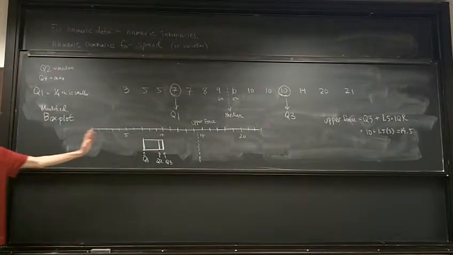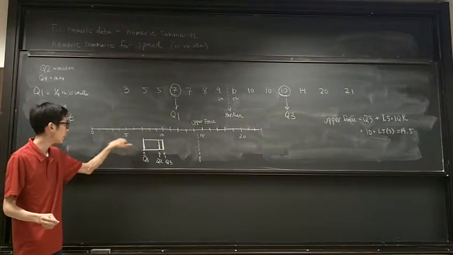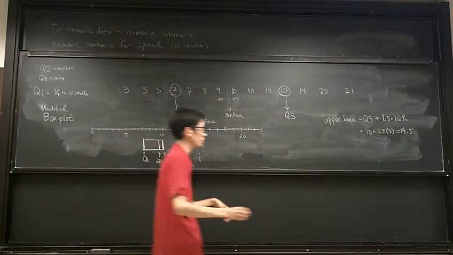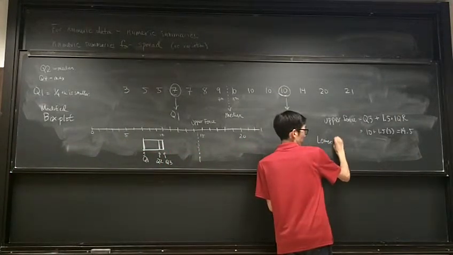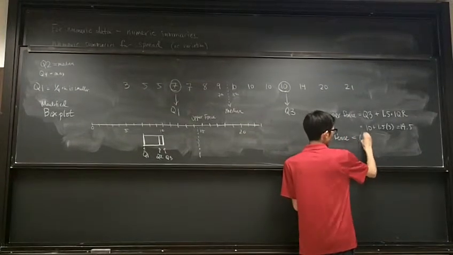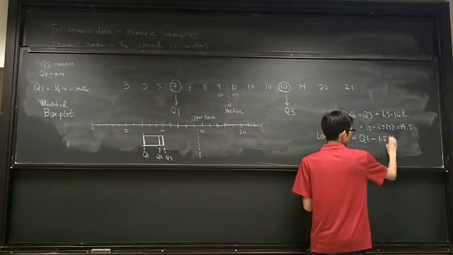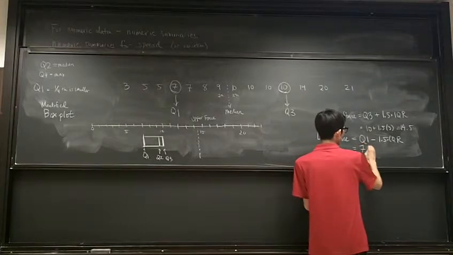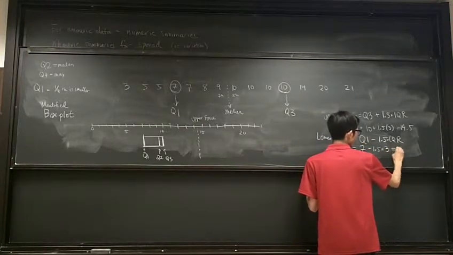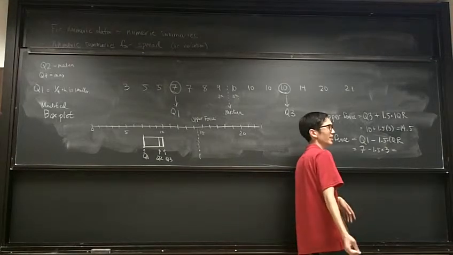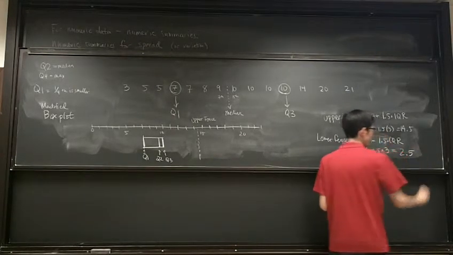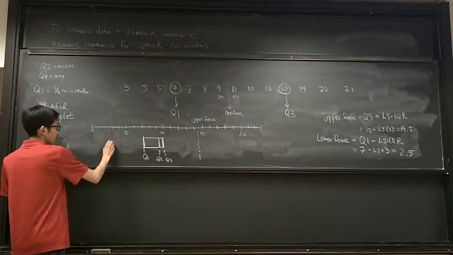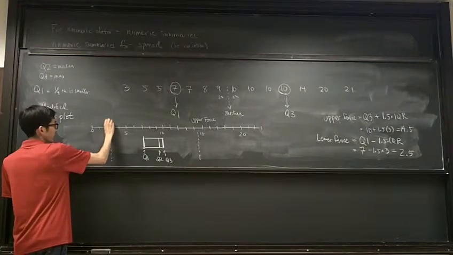I do the same thing from the other side. I go 1.5 times the IQR below this edge of the box, and that gives me my lower fence. So I do Q1 minus 1.5 times the IQR. I have 7 minus 1.5 times 3. So 7 minus 4.5, what is that? 2.5. And I draw an imaginary line at 2.5. This is my lower fence.